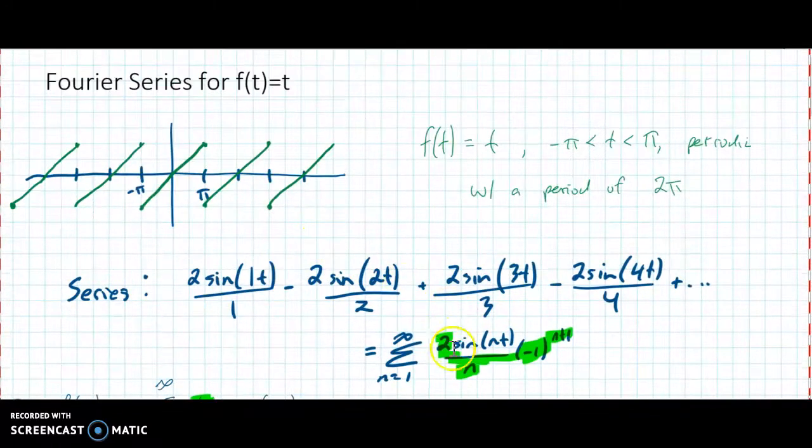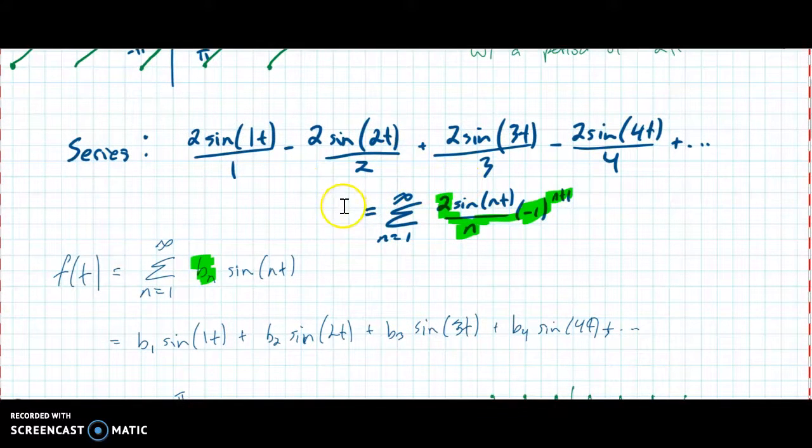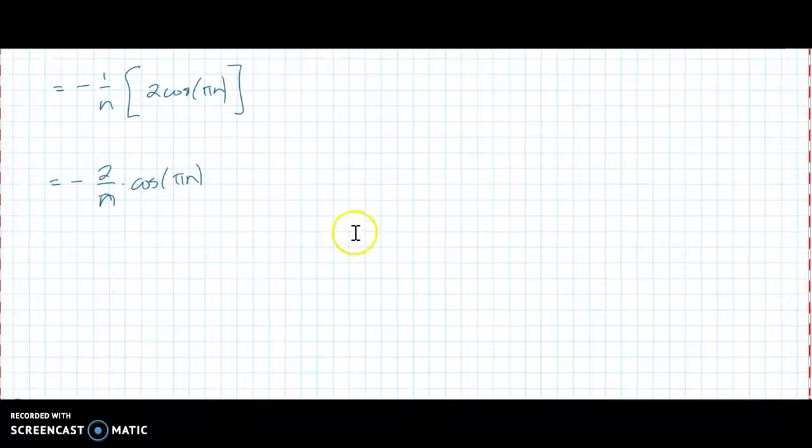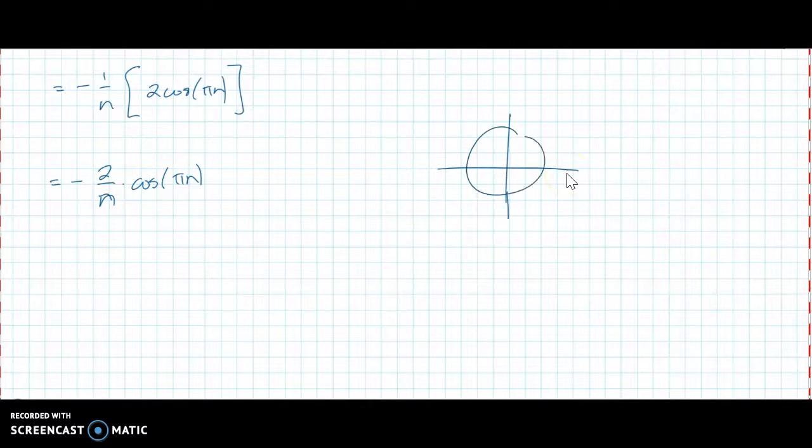Okay, so let me go up top. Remember, we want to get this thing right here. So let me pause. What I'm working on is finding the bn. The bn is this highlighted piece right here. My bn should be 2 over n times negative 1 to the n plus 1. That is just the green highlighted pieces here, times that sine of nt, because remember, I was doing my work to find the bn. Come down here. We've got to get this to be that. So it's really just a matter of the unit circle again.